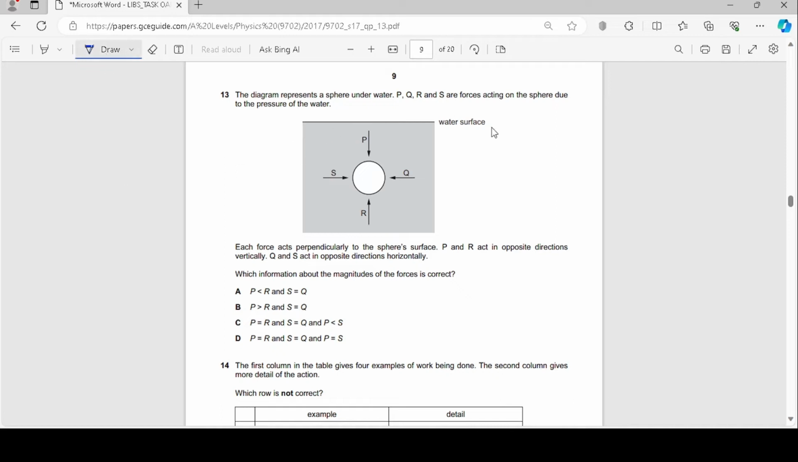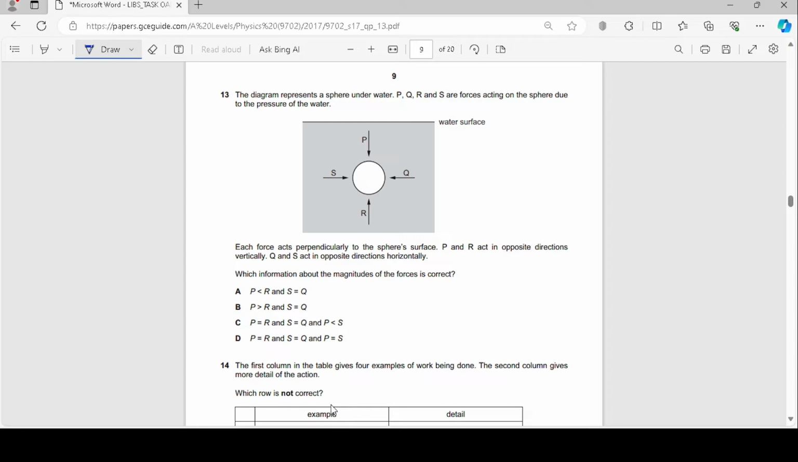The diagram represents a sphere underwater. P, Q, R, and S are forces acting on the sphere due to the pressure of the water. Each force acts perpendicularly to the sphere's surface. P and R act in opposite directions vertically, and Q and S act in opposite directions horizontally. So which information about the magnitudes of the forces is correct? P is less than R, S equals Q, and so on.